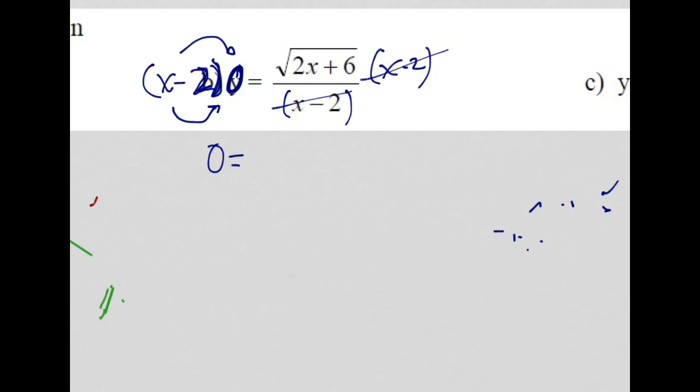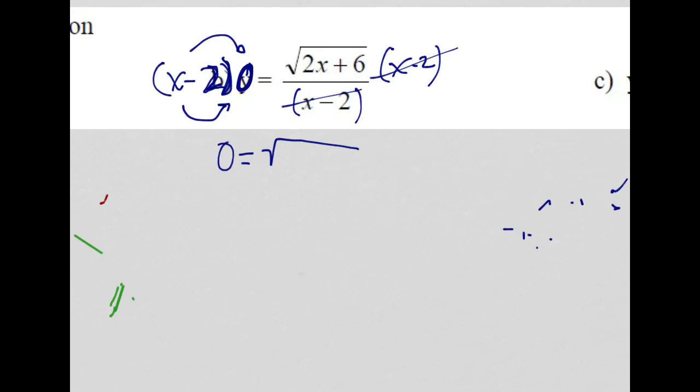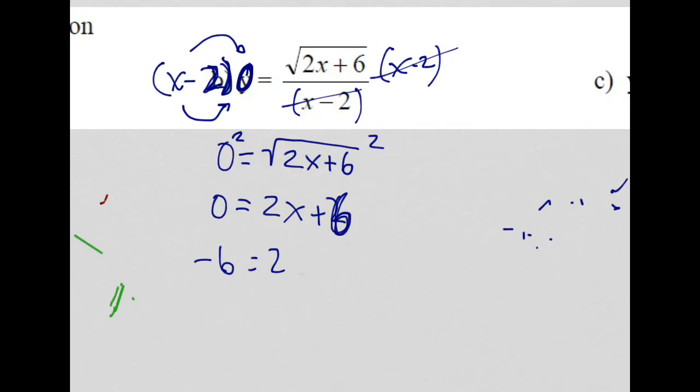So really, we have 0 equals the square root of 2x plus 6. And so we can square both sides, and 0 squared is 0, and the square root of blah blah blah squared is just blah blah blah. So I get 2x plus 6. Solve this equation for x, and we're going to get negative 6 equals 2x. Then we divide by 2, so we get negative 3 equals x. And that is the one and only 0 for this function.